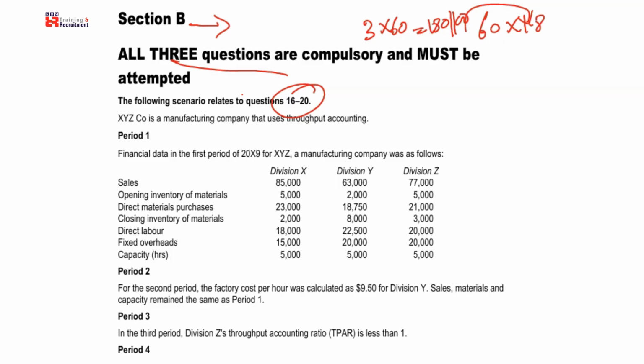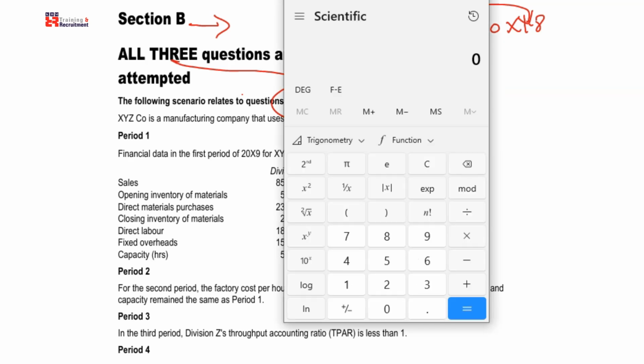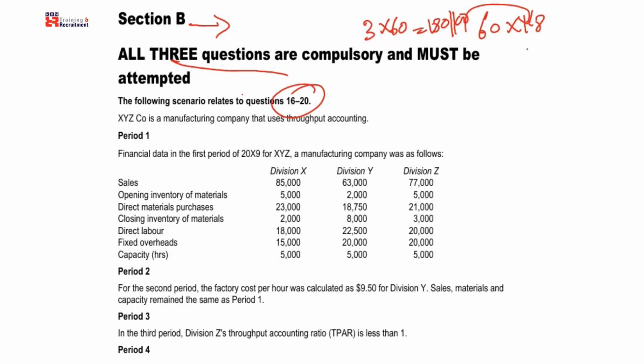So here it is: 15 questions times by 2 marks, 30 marks times by 1.8, 54. 30 marks we are aiming for, 54 minutes. We'll try to do it even faster. Let's go over this scenario.